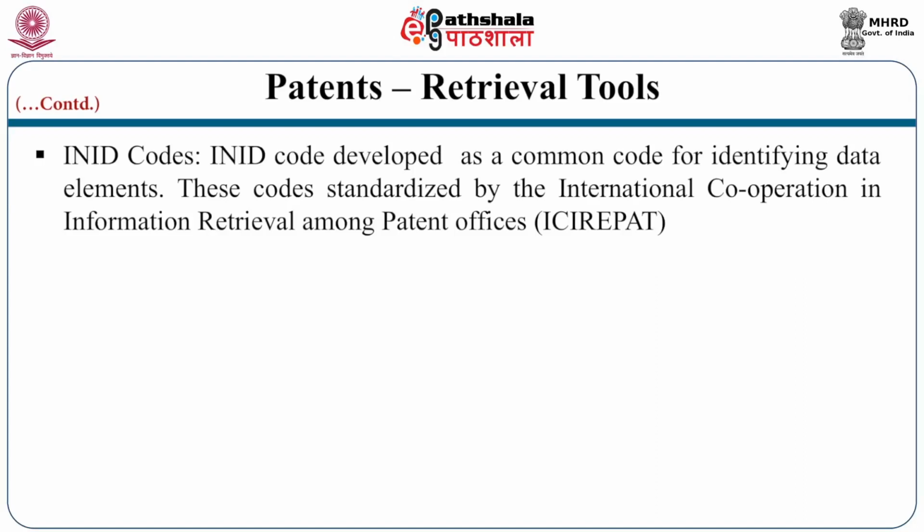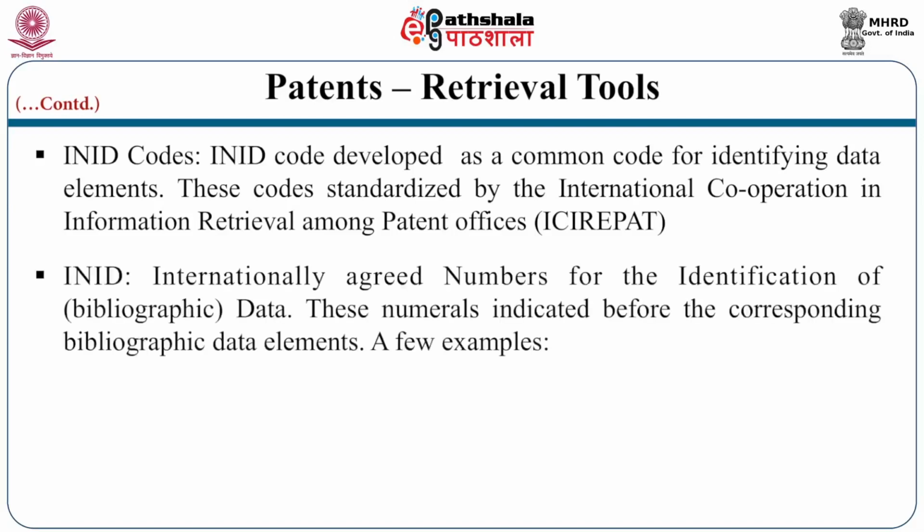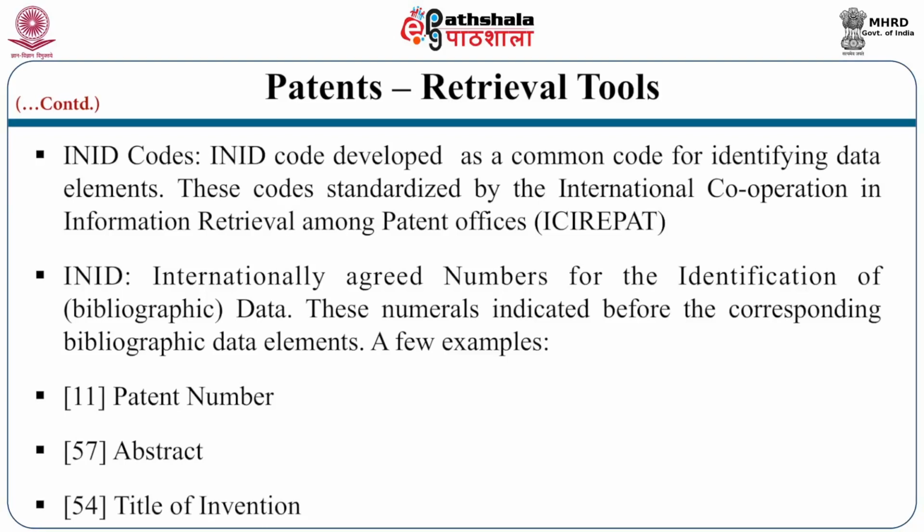These codes were standardized by the International Cooperation in Information Retrieval among Patent Offices, ICIREPAT, which ceased to exist in 1971, but its functions have been transferred to the WIPO. INID actually stands for Internationally agreed Numbers for the Identification of Bibliographic Data. They are numerals and are language independent. I will just give you two examples. For instance, 11 stands for patent number, 57 stands for abstract. One more example is that 54 would be the title of the invention. These codes can be used in the creation of in-house databases.